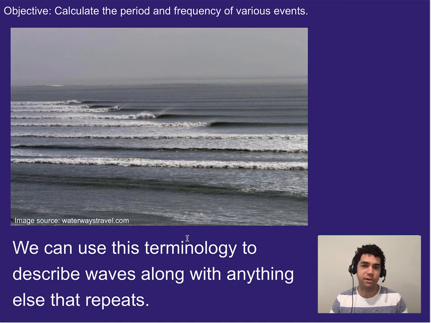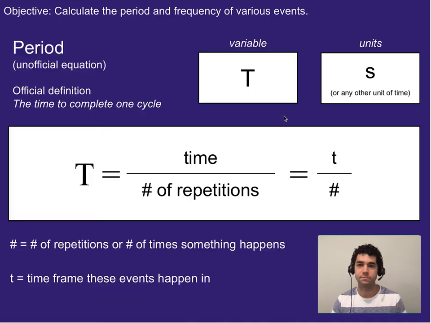We can use this terminology to describe waves along with anything else that repeats. It doesn't just have to be an ocean wave. It could be anything else that's repeating, even your hand waving back and forth, a hummingbird flapping its wings, a pendulum going back and forth, anything that basically has a cyclical or repeating nature to it. You can use period and frequency to describe them.